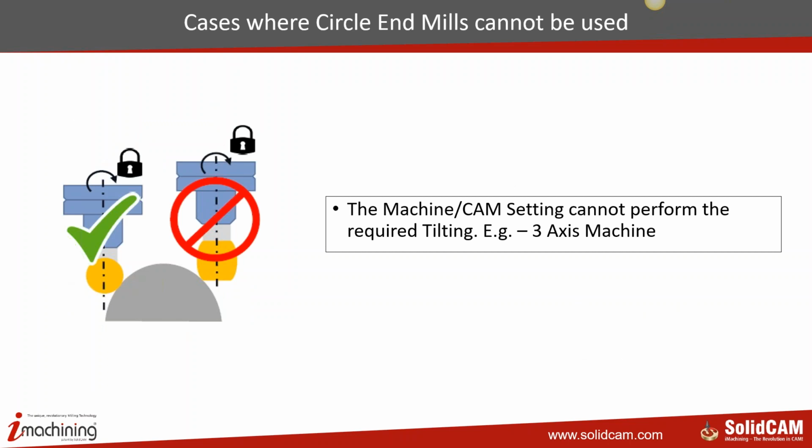When you're having a 3-axis machine, it doesn't make any sense to use barrel tools, because you cannot get the flank of the tool in contact with the part. You'll always be using the front or the tip of the tool, which is anyway the weakest point in a barrel mill because of the small radius. In this case, it's better to use a regular ball nose tool, and that will give you a much better result. It is more robust when it comes to machining in 3-axis. So these are the areas where generally you cannot use circle end mills.